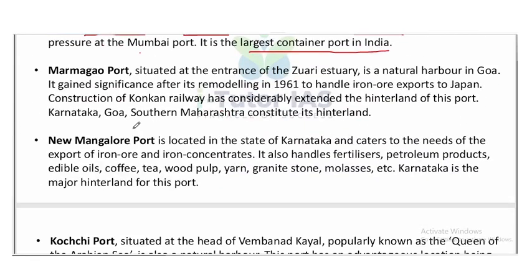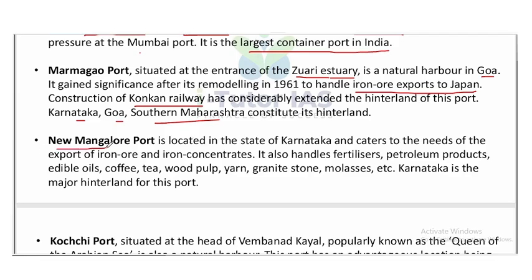Next one, Marmagao port. Situated at the entrance of Zuari estuary, it is a natural harbour in Goa. It gained significance after the remodeling in 1961 to handle iron ore exports to Japan. Construction of Konkan Railway has considerably extended the hinterland of this port. Karnataka, Goa, and southern Maharashtra constitute its hinterland.